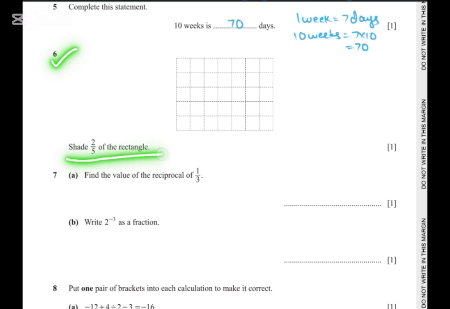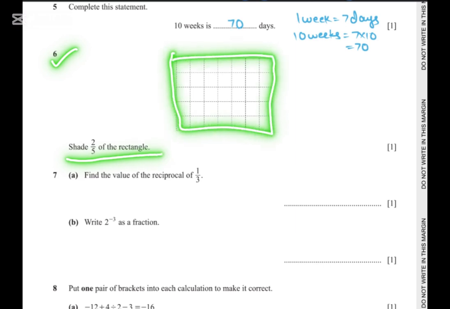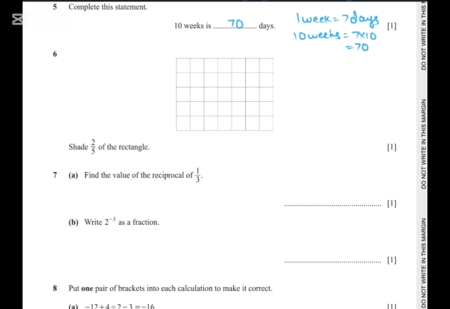Shade 2/5 of the rectangle. Now this is the rectangle. We need to shade 2/5 of it. But this rectangle has number of boxes. How many boxes are there? Just count it. In each row there are 7 boxes, and in each column there are how many boxes? 5 boxes. So that means it is 7 into 5, 35 boxes altogether.